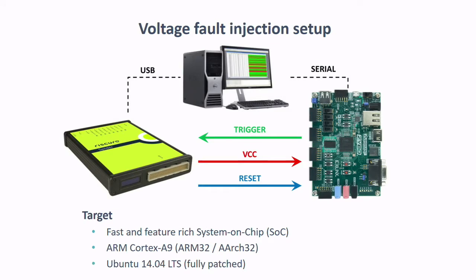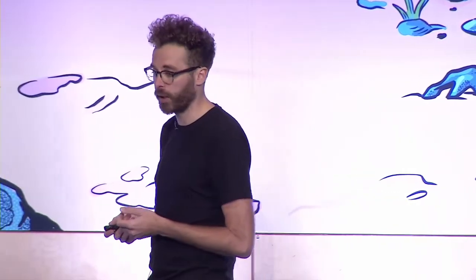In order to do fault injection, you need a setup. Like I said already, we are performing voltage fault injection. This is a simplified version of the setup we use. We have a workstation that communicates with a glitcher, the yellow box here. And it communicates via serial interface with our target. Our target in this case is a Xilinx board that houses a fast and feature-rich system on chip. Inside this system on chip, there's an ARM Cortex A9 subsystem, which is executing our operating system. In this case, this is Ubuntu.